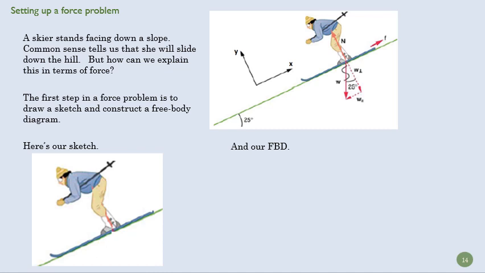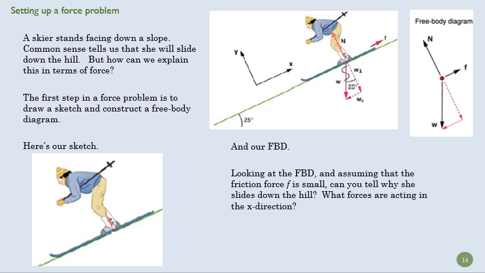We want to simplify this as much as we can. And so in that case, we only have three forces. We have friction, we have the normal force, and we have the weight force with its components. Now looking at this, if we assume this is small, why is she going to slide down the hill?